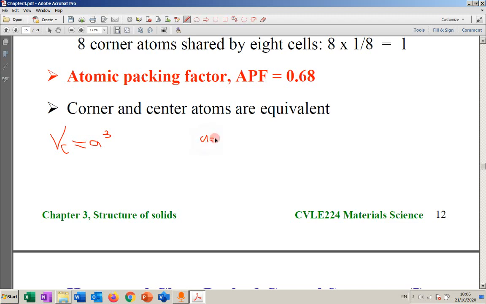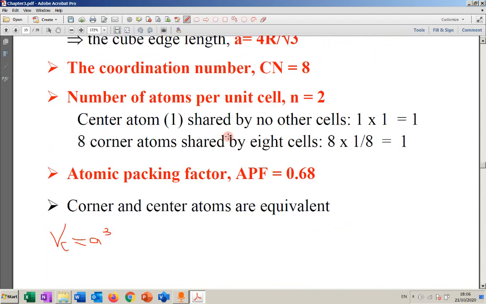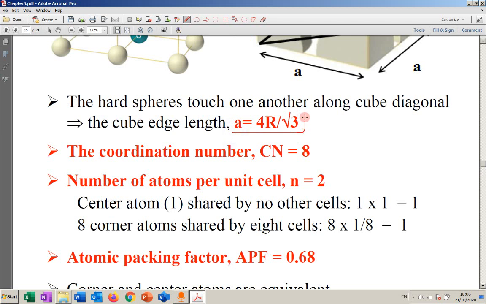it's here, a is equal to 4R over root 3. This is a. So if I go for a cubed, we're just simply cubing this, 4 over root 3, this side cubed, and R cubed. This is the volume. Why? Because the volume of the cube is a cubed.